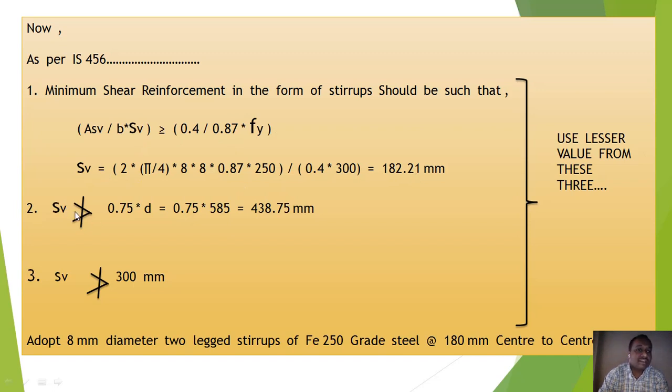SV should not be greater than 0.75 into effective depth, that is 438.75, and SV should not be greater than 300 mm. So use the lesser value from these three. As per IS 456, the spacing of stirrups should be lesser than these three. Adopt 8 mm diameter two-legged stirrups of Fe 250 grade steel at 180 mm center to center.